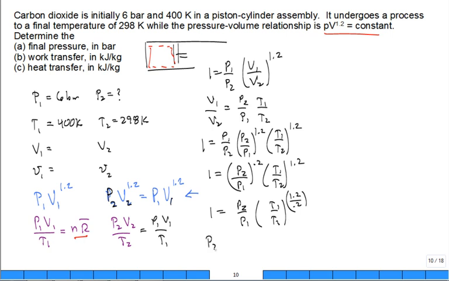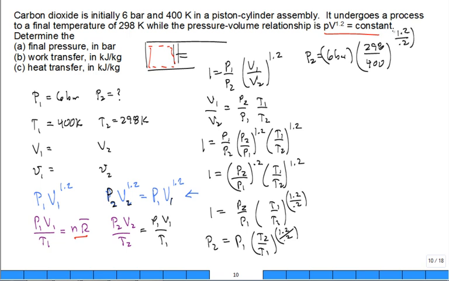So P2 is equal to P1 times, oh boy, you could put T2 over T1 to the 1.2 divided by 0.2. You could do it that way. Okay, if we substitute numbers, and if somebody has a calculator, please, I'd appreciate it. So P2 is equal to 6 bar times T2, 298 Kelvin, divided by T1, 400 Kelvin, all raised to the power 1.2 divided by 0.2.